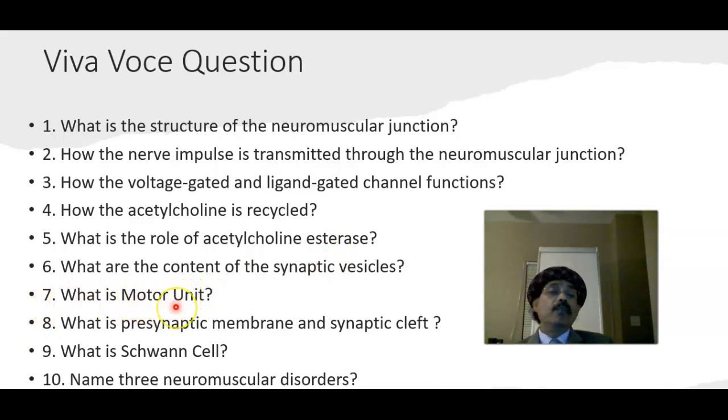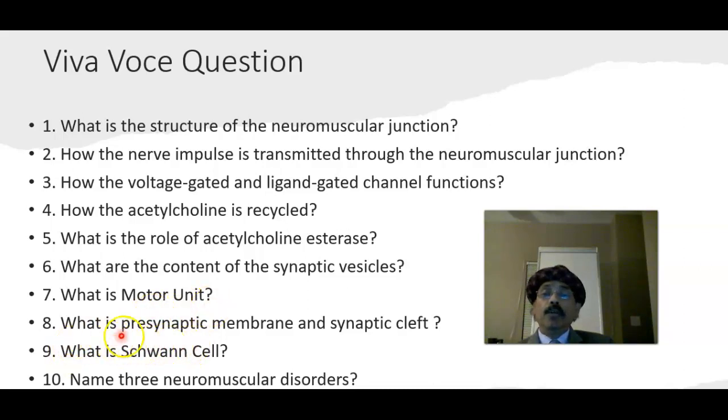What is a motor unit? A motor unit is a number of muscle fibers innervated by one motor nerve. For precise action, one motor nerve innervates only a few muscle fibers, like the extraocular muscle and the hand muscle. For more coarse or broad action, like the leg, one motor neuron can innervate 100 or even more muscle fibers.